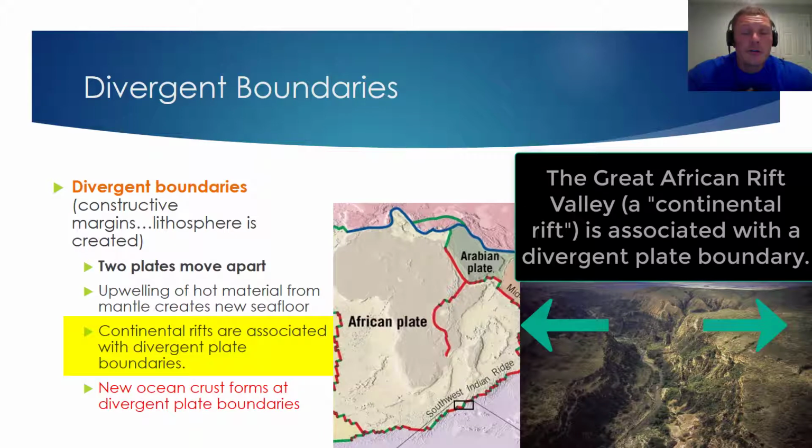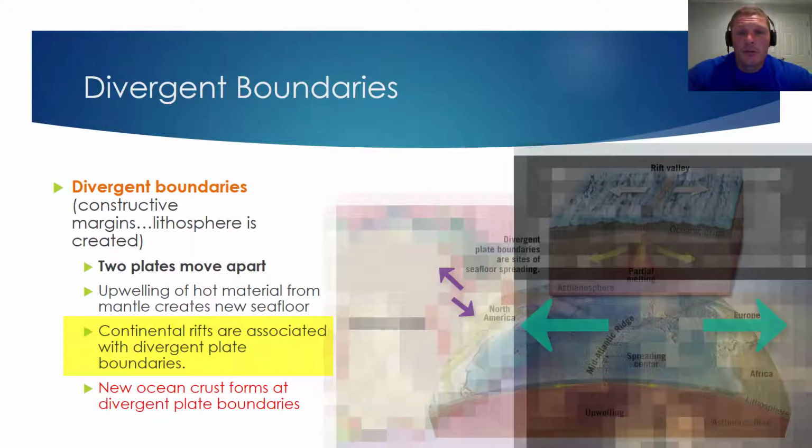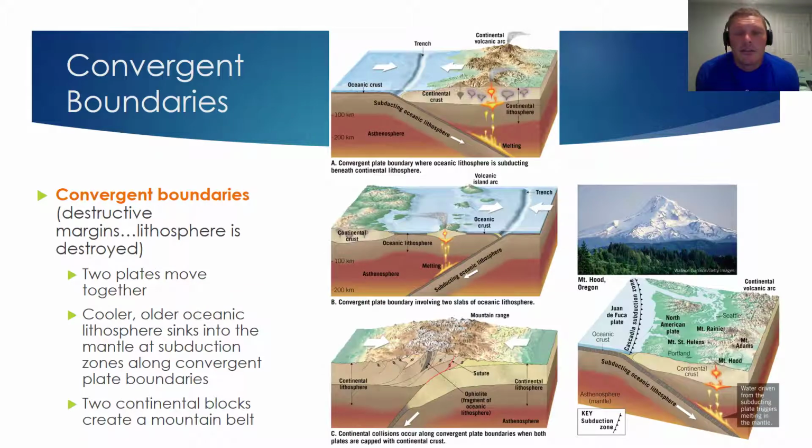Whether the Rift Valley is forming oceanic crust or continental crust, the mechanism is the same. At divergent boundaries, we have two plates being pushed apart, and they're being pushed apart by hot materials from Earth's mantle. The second type of boundaries we'll consider are convergent boundaries.